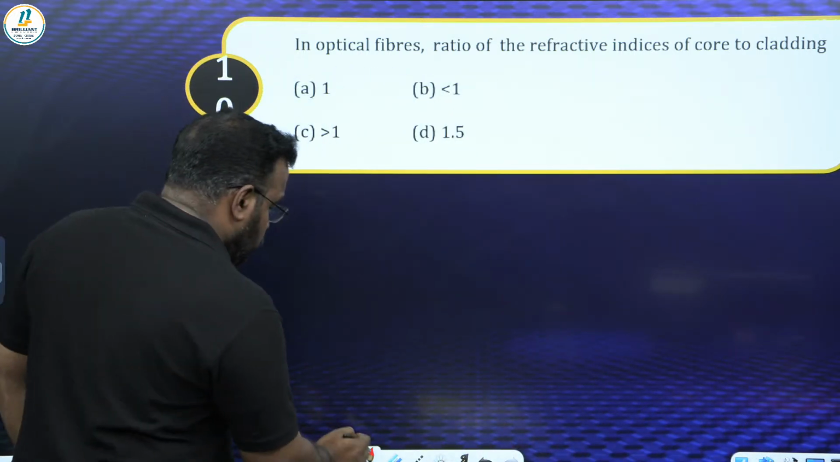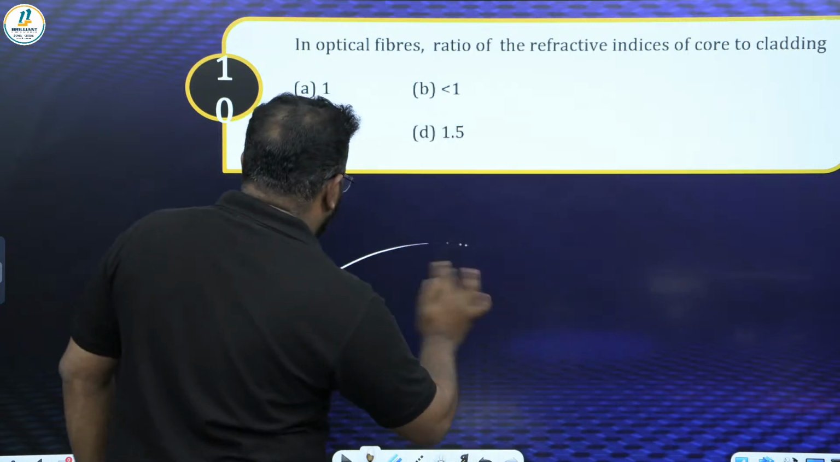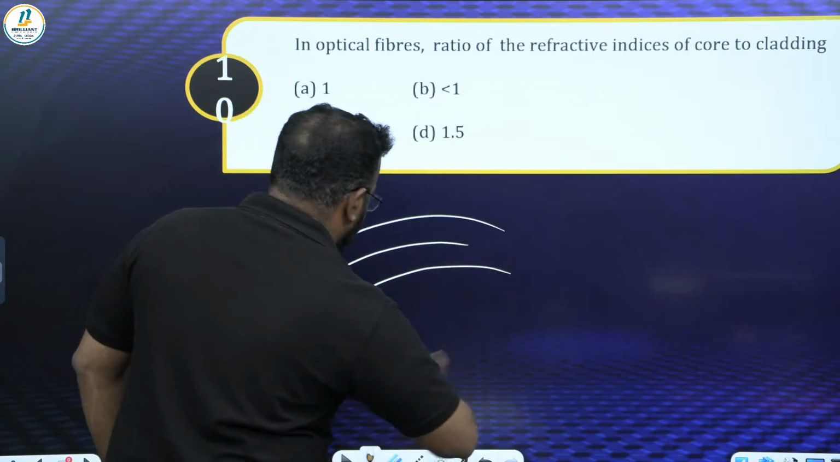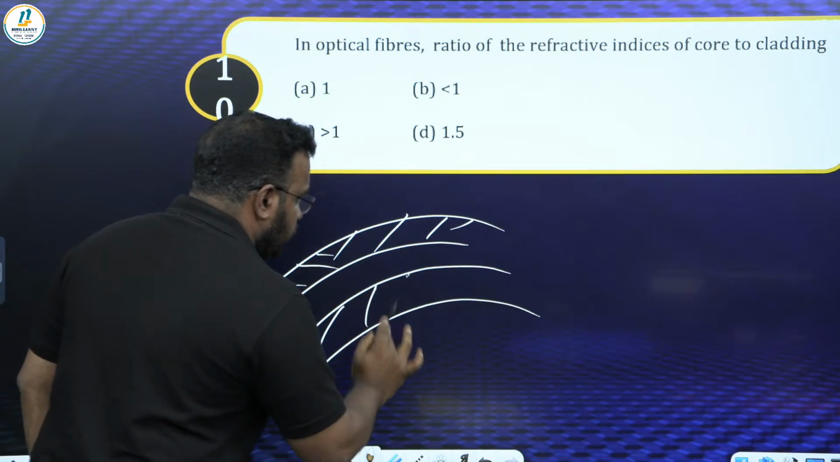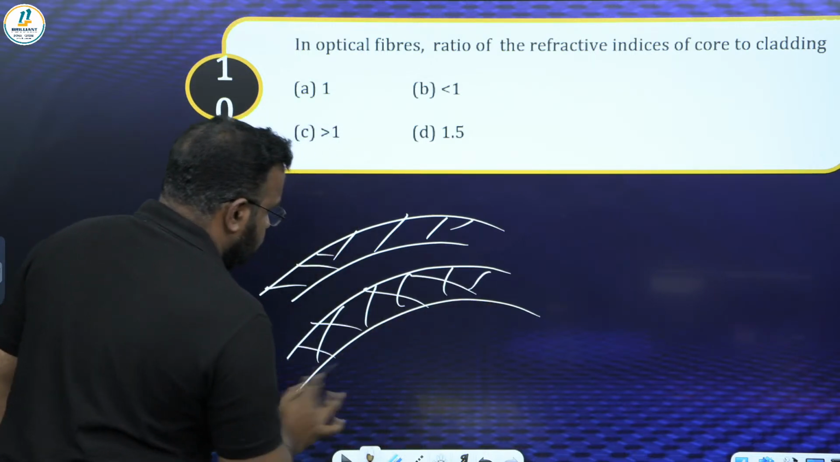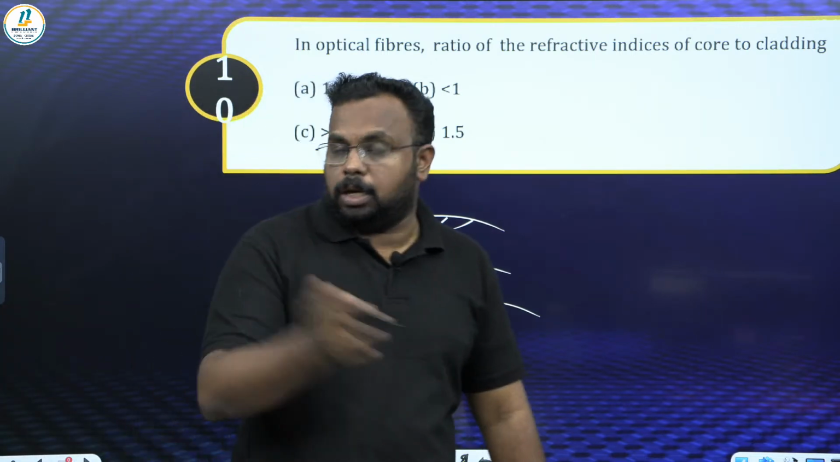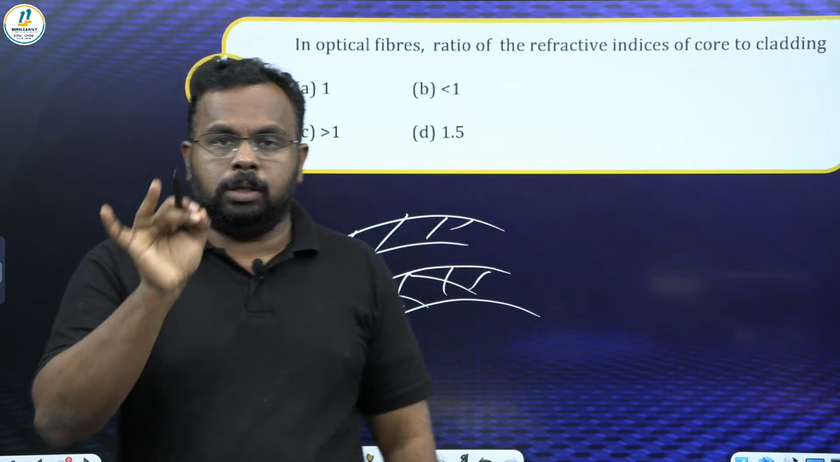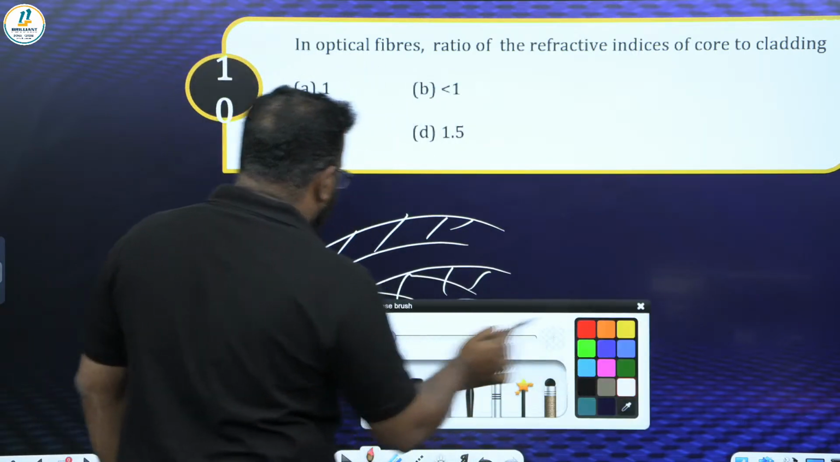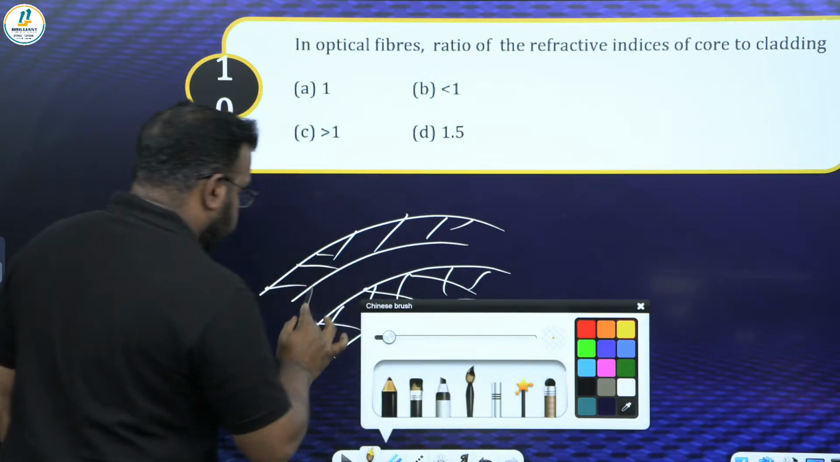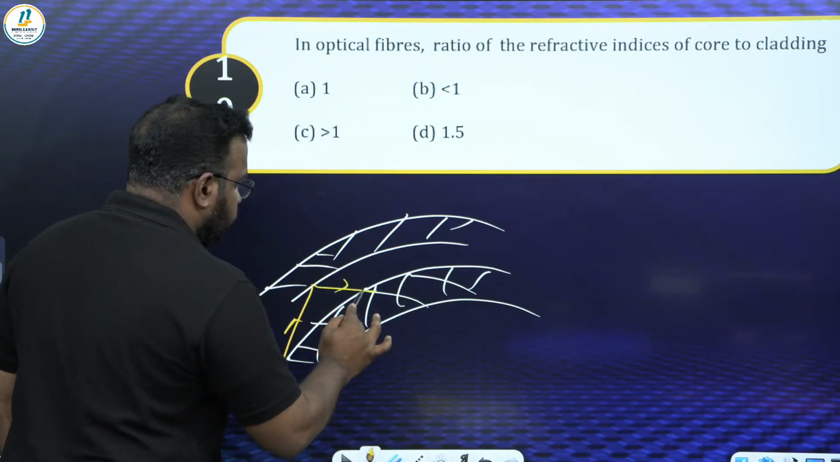Simple, right? So what is the structure of an optical fiber cable? The covering is called the cladding. The inner part is called what? Core. And you know that its working principle is total internal reflection. For that, the light needs to travel from a denser medium to a rarer medium. So the path of the ray will be like this.